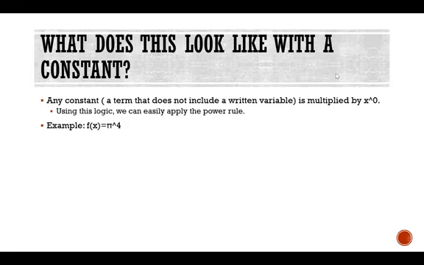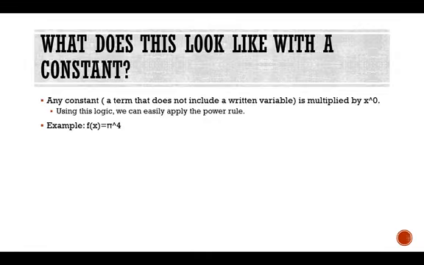Okay, so let's go over what this would look like with a constant for the power rule. So basically, a constant is any term that does not include a written variable. Even though the variable is not written, the constant is still multiplied by x to the 0 power. So it's important to remember that x to the 0 power, or anything to the 0 power, is equal to 1. Therefore, any constant multiplied by x to the 0 is just a constant.